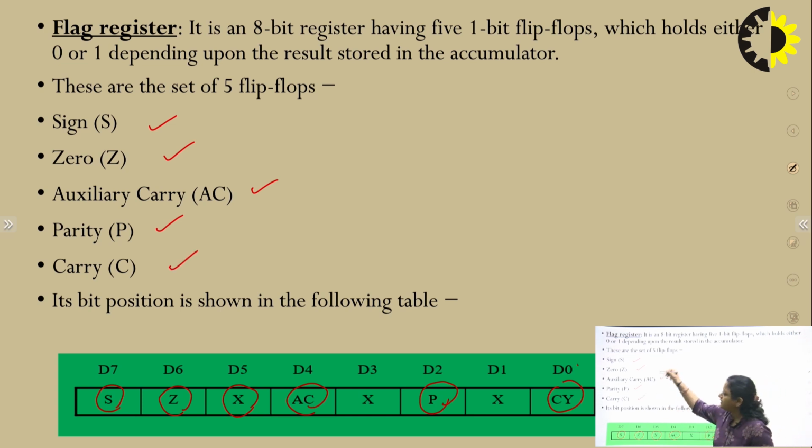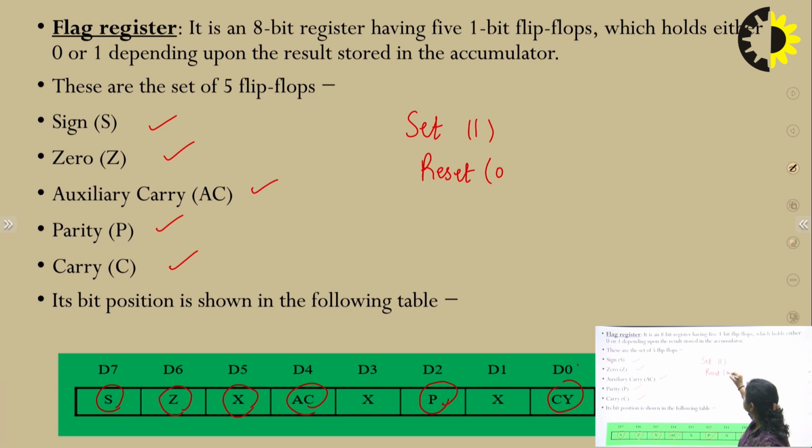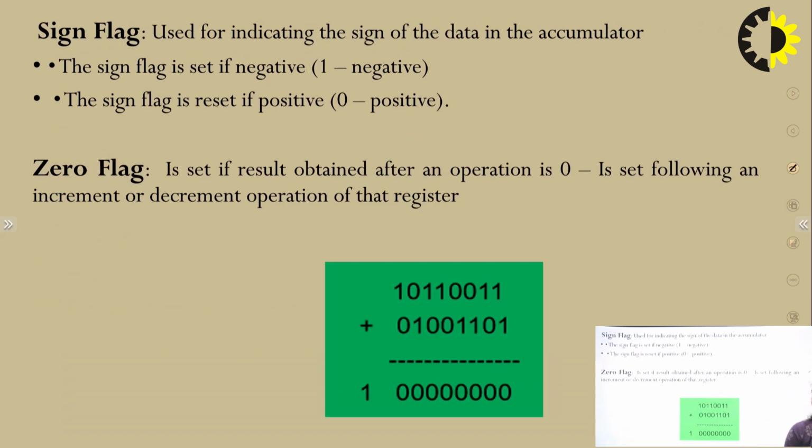So in this way, there are 5 flags which are implemented by 5 1-bit flip-flops. Now these flip-flops can be set or reset depending upon the condition of my result. When a flag is set, it holds the value 1. Whenever a flag is reset, it holds the value 0.